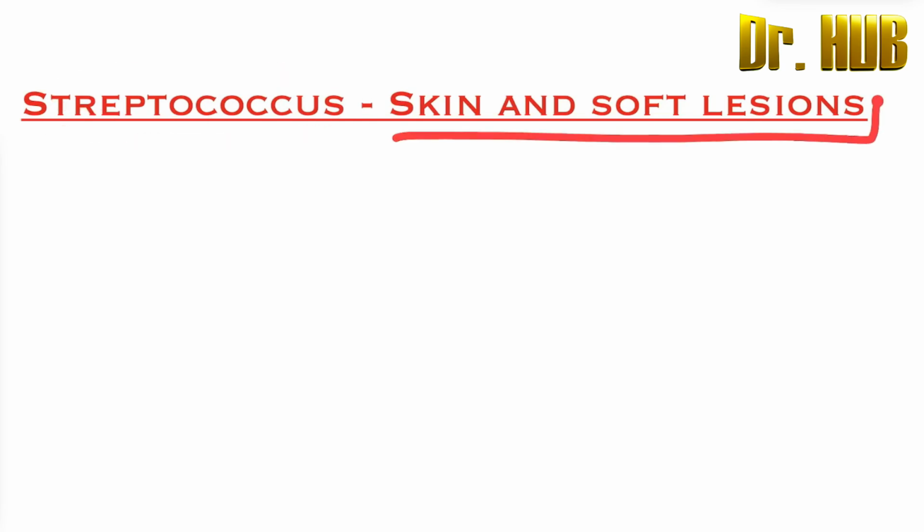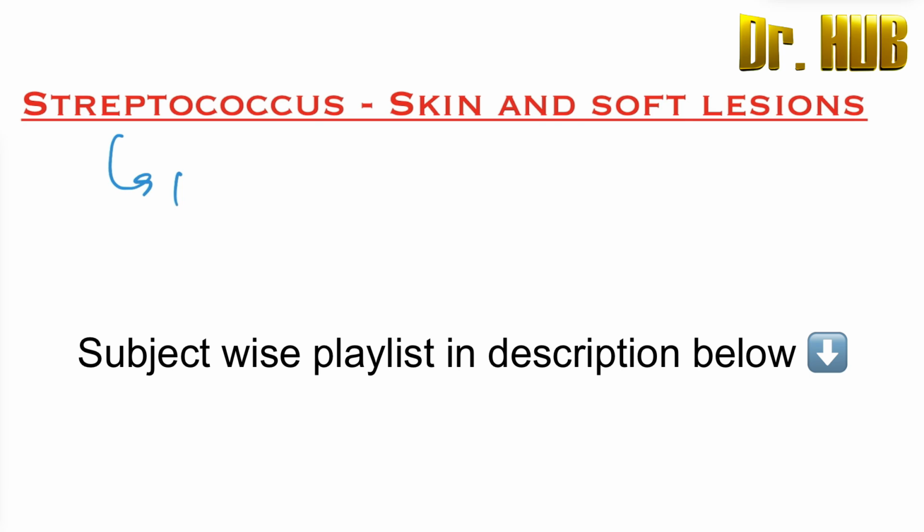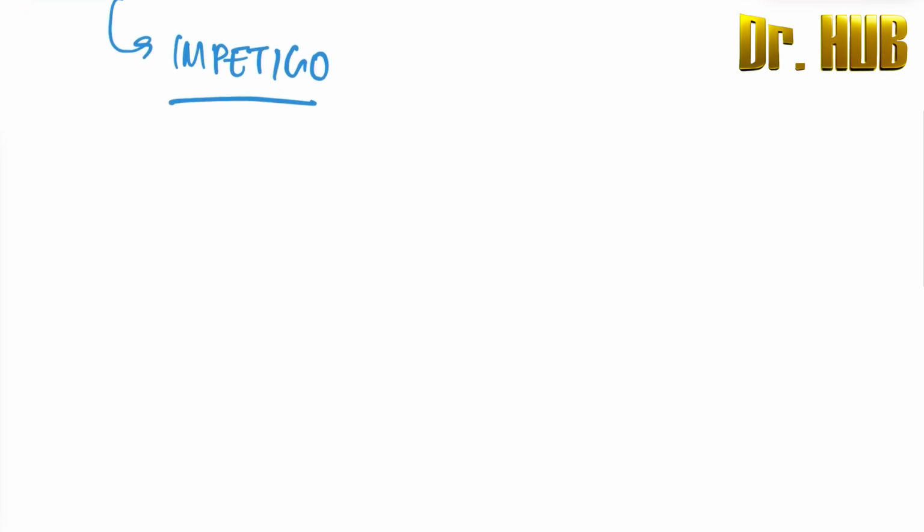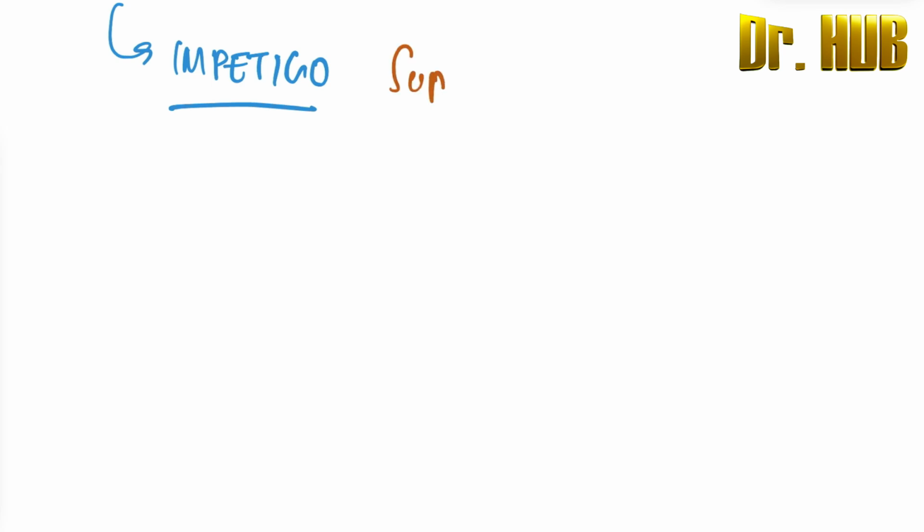Streptococcus, we are looking at the skin as well as the soft tissue lesions. So first, we need to know about impetigo. So what is this impetigo? Impetigo is the infection of the superficial layers. So superficial layers are involved and it is an infection of the superficial layers of the skin.